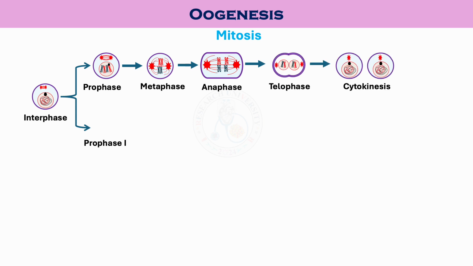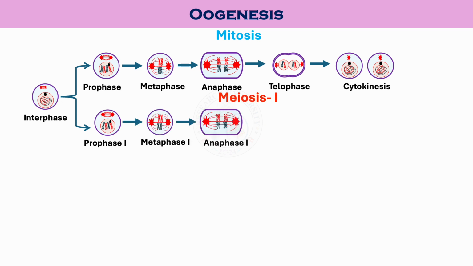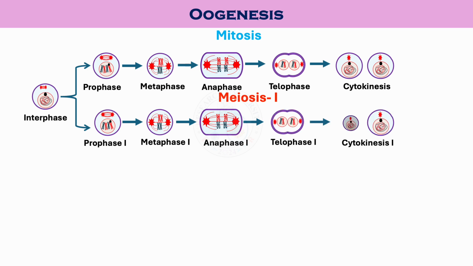After finishing this process, cells enter meiosis 1. Before birth, prophase 1 is started. It is completed after puberty. After completing prophase 1, the cell enters metaphase 1, anaphase 1, telophase 1 and cytokinesis 1. On completion of cytokinesis 1, we get one secondary oocyte and one polar body.